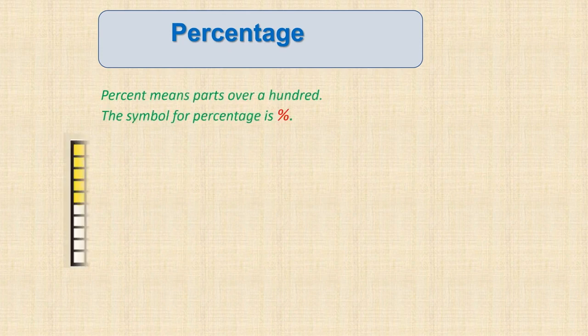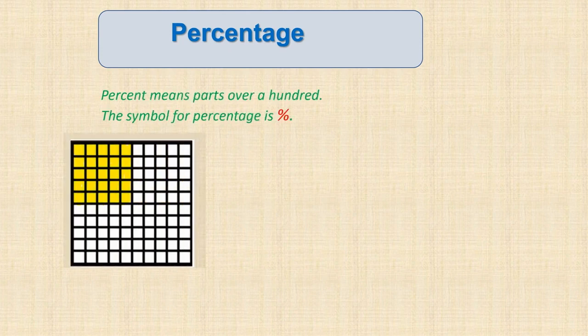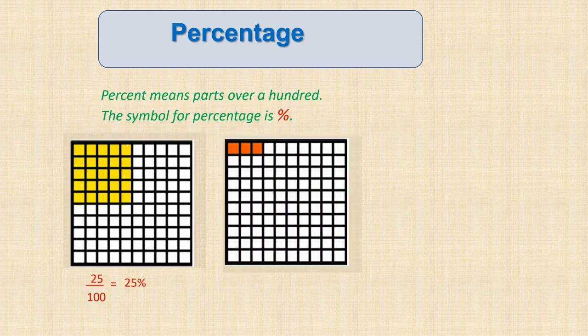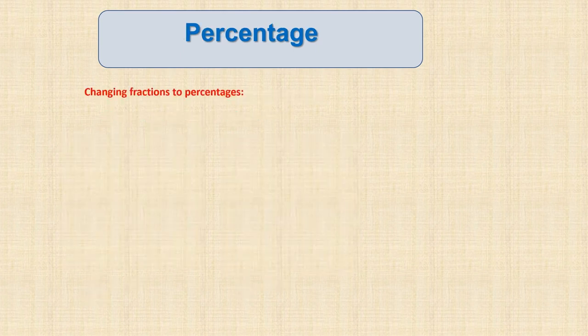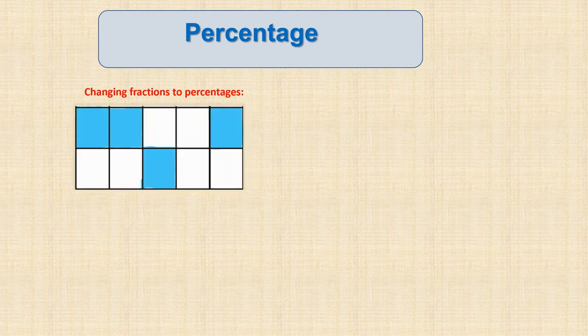Now, if we have this shape again, and I color 25, that will be 25 over 100, and that's your 25%. If I color only 3 of the squares, that will be 3 out of 100, and that's 3%. That's easy enough. So what about now if we're going to have a shape which hasn't got 100 parts in it? We can see that 4 out of 10 of the shape is colored.